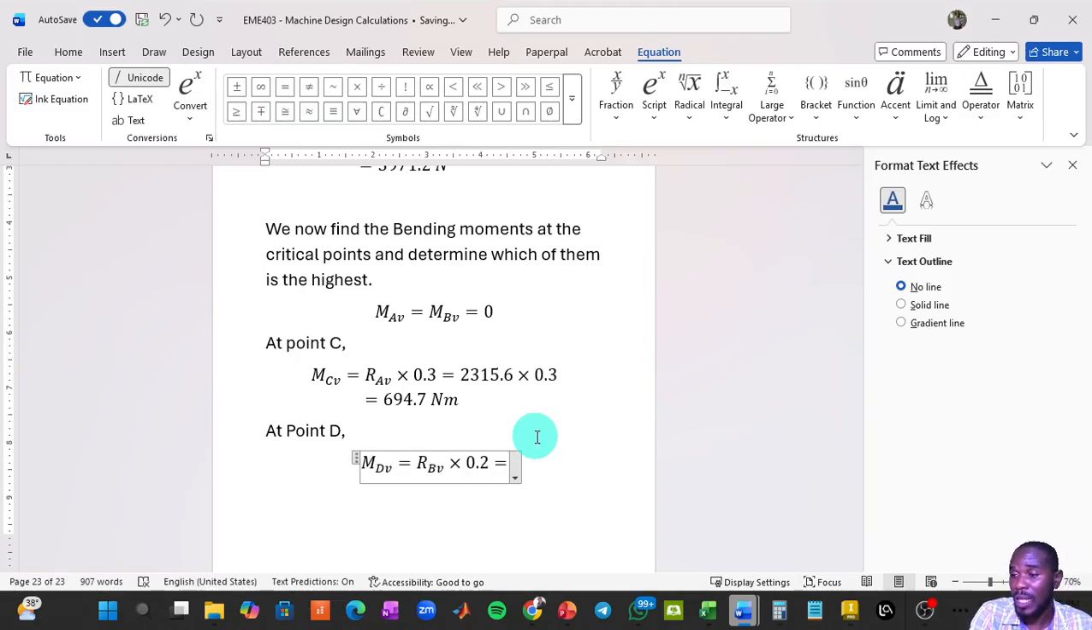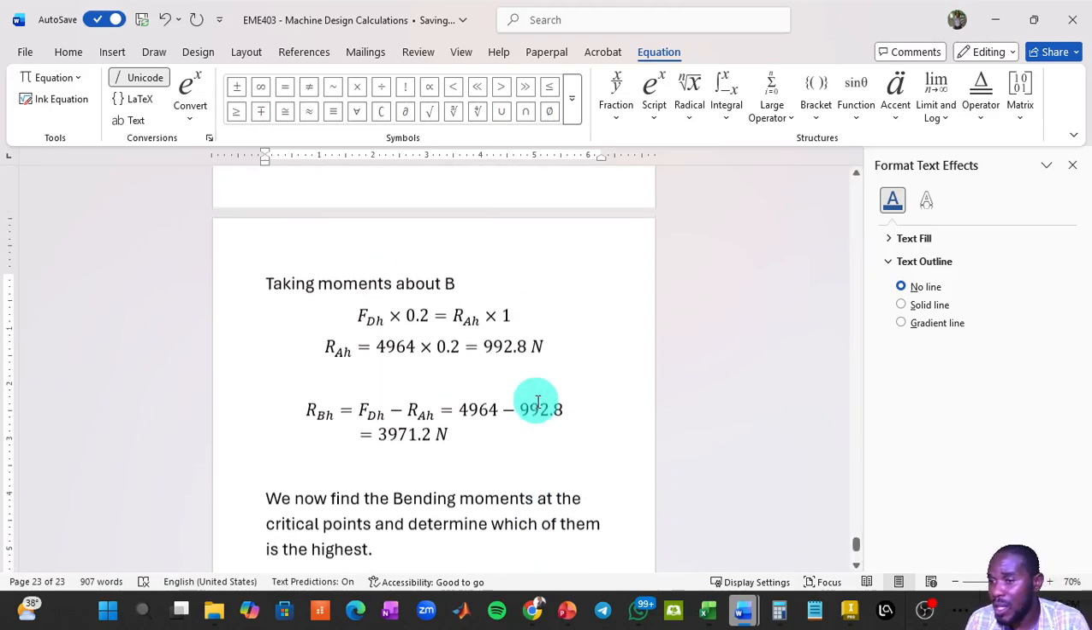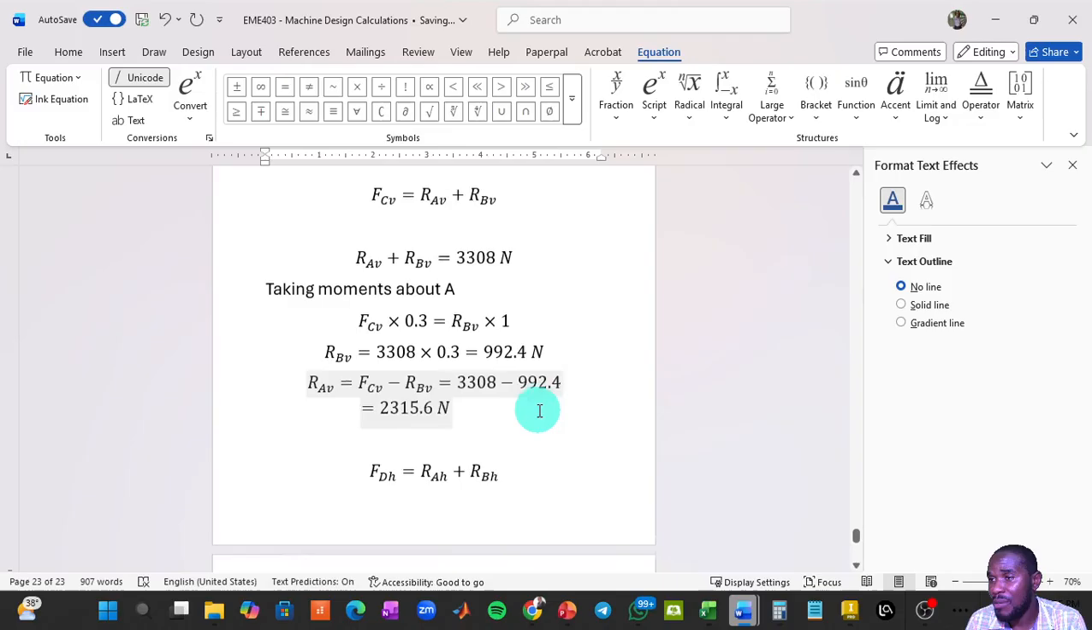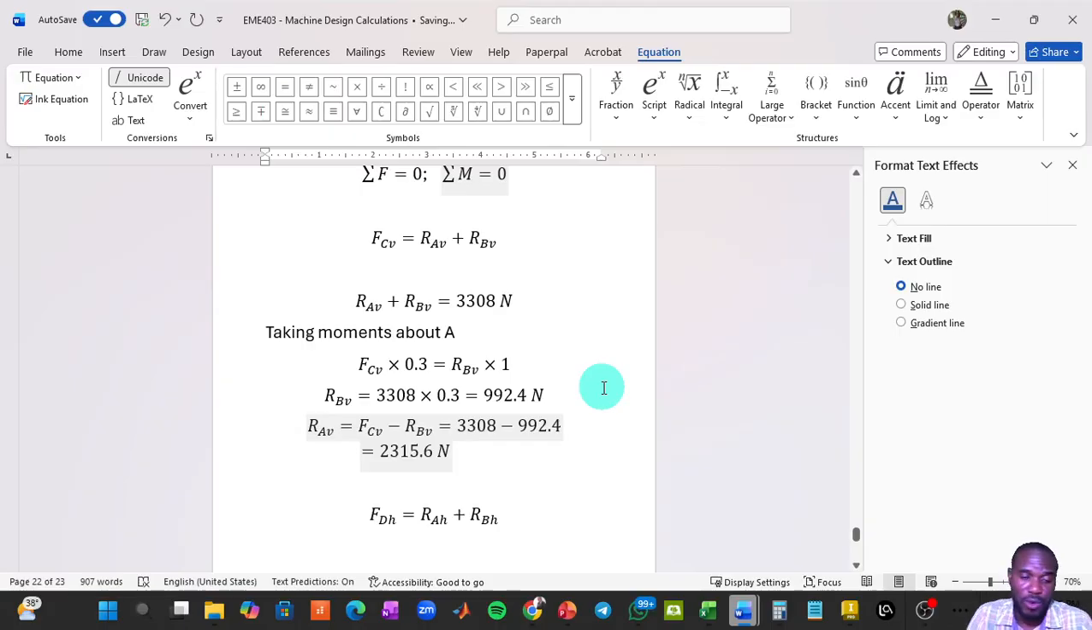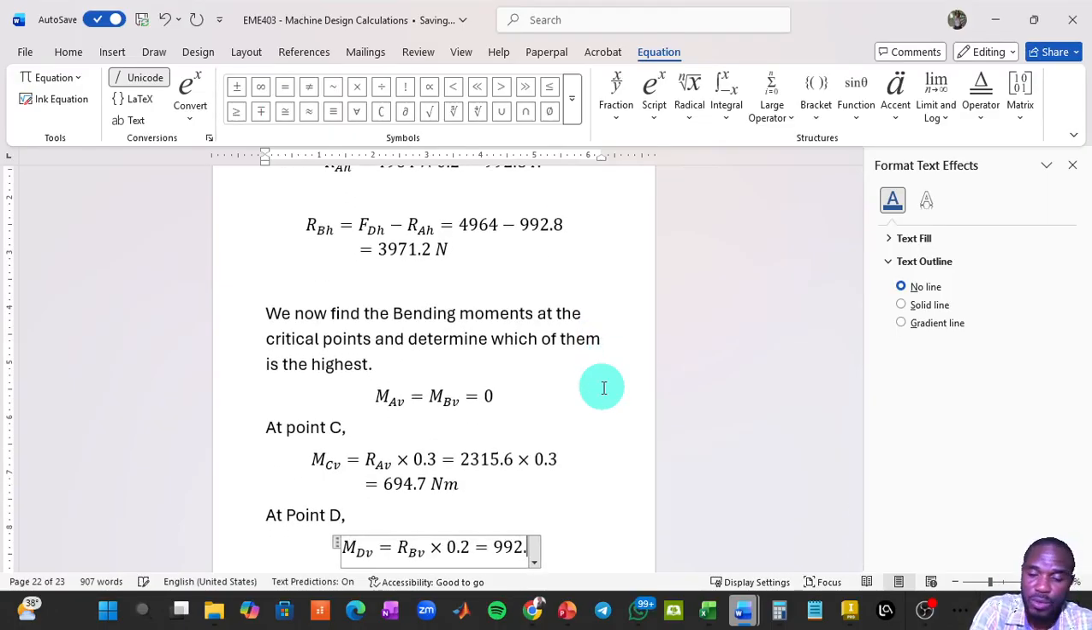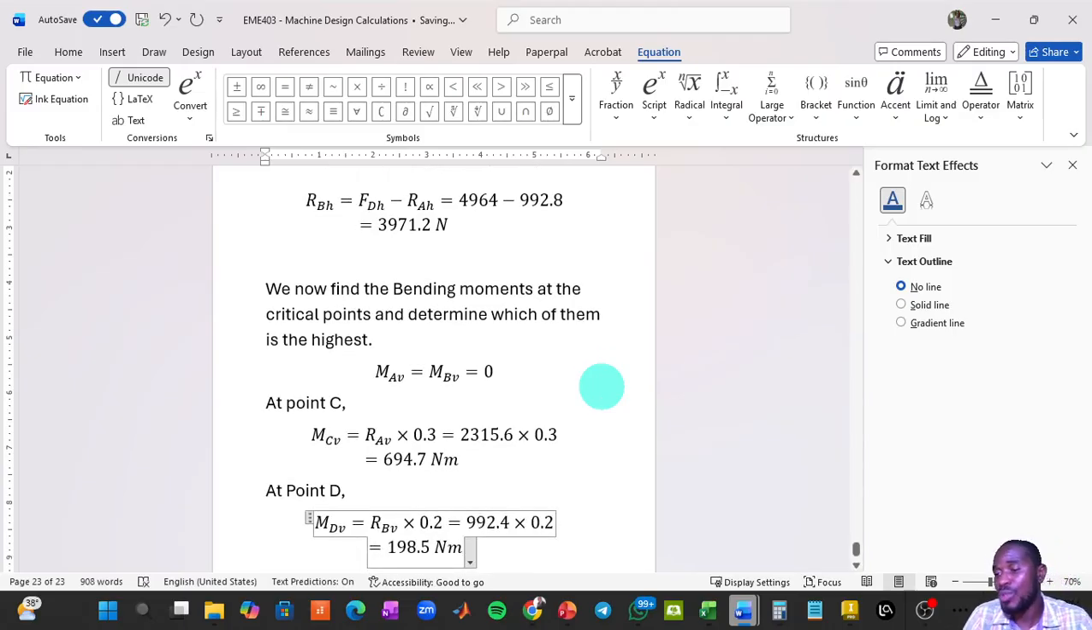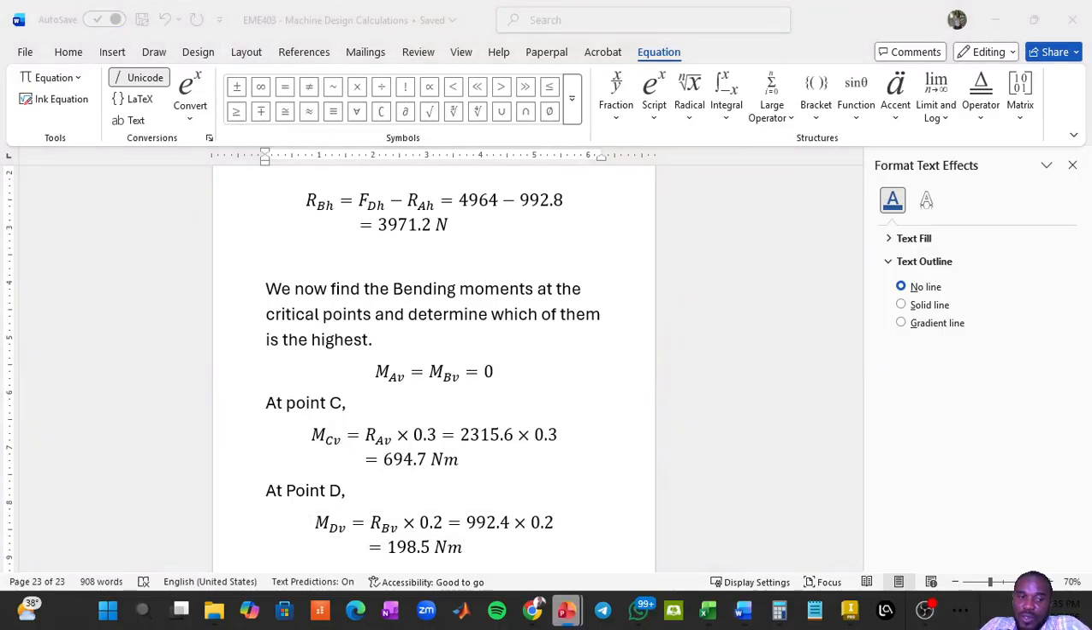And what was our RBV? The RBV was 992.4, right? Now multiply that by 0.2, and that gives us 198.5 Newton meters. Great. It's looking good so far.